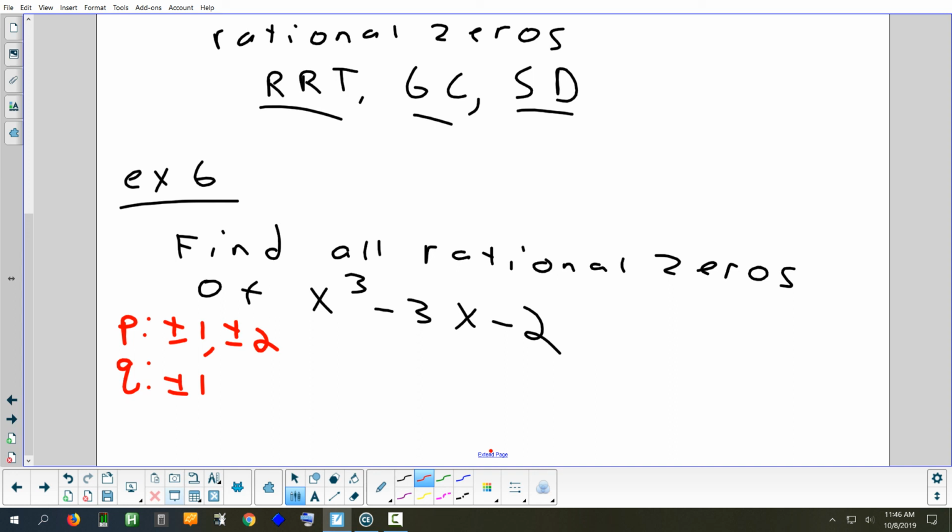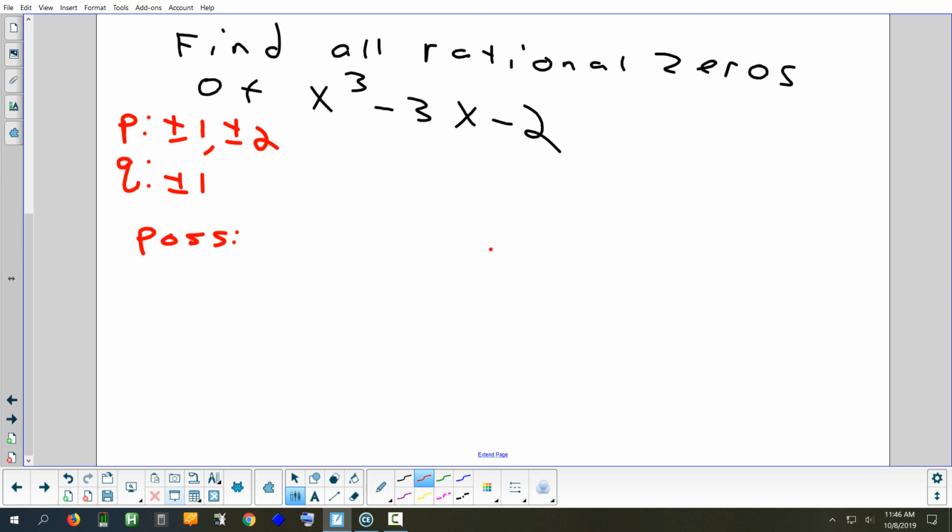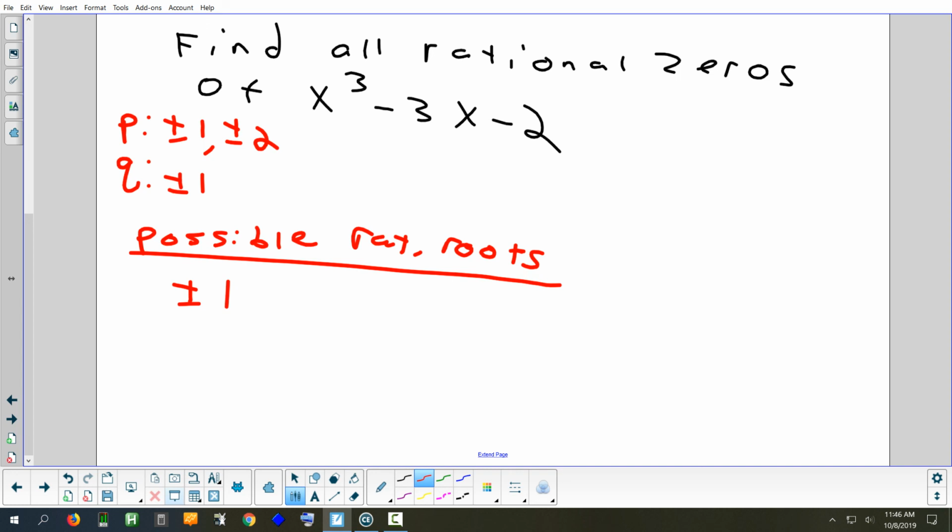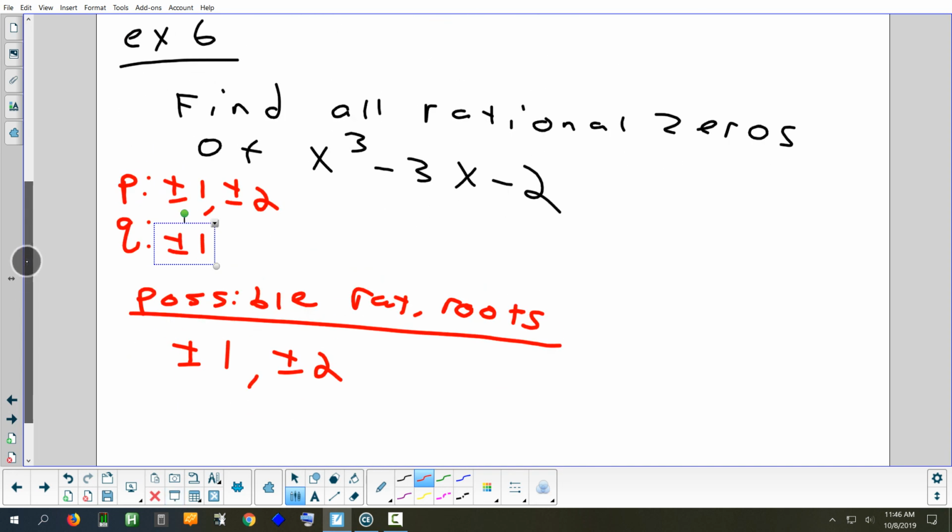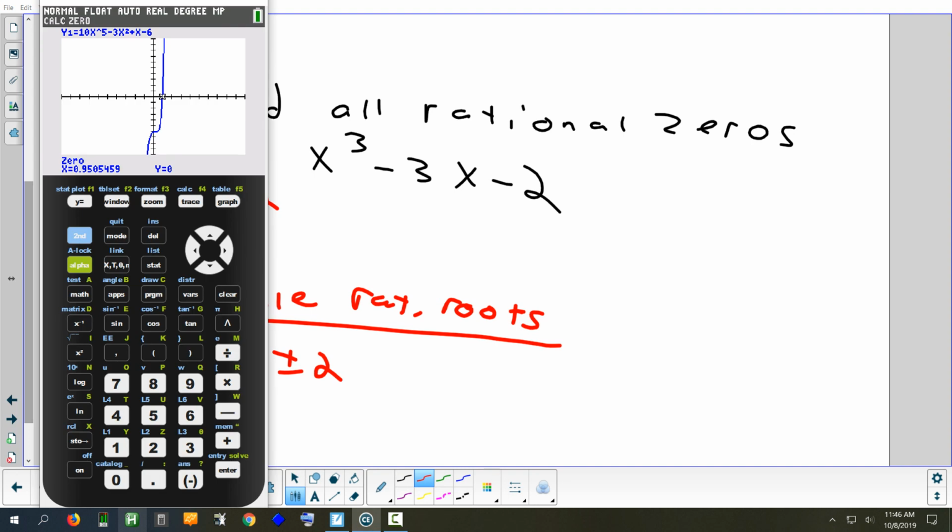What are all the different possible rational roots? Plus or minus 1 over 1, which is just 1, and then plus or minus 2 over 1. So if this graph crosses the x-axis at a nice number, it's either plus or minus 1 or plus or minus 2. Now we're going to graph it, and we're going to zoom in on those spots. Okay? So the possibilities tell us where we need to look. We don't need to be looking at like 106, just between negative 2 and 2.